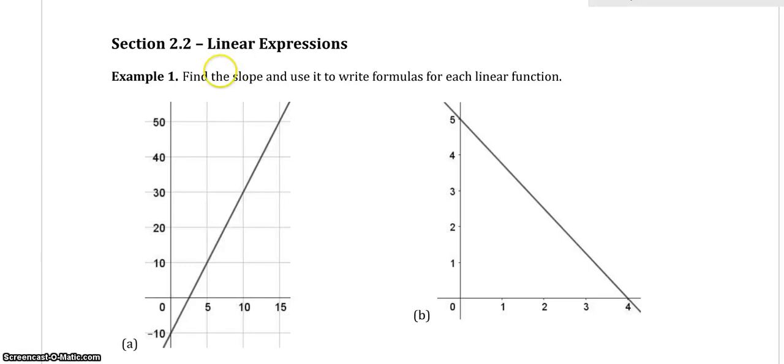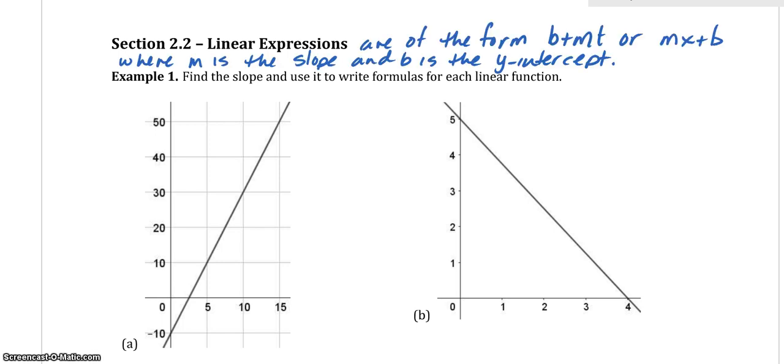Section 2.2, which is on page 32 of your class notes booklet, is on linear expressions. What is a linear expression? Well, if you remember, linear is going to mean a line. It's where the rate of change is going to be the same no matter which 2 points you pick. And when the rate of change is the same, it is called the slope, m.